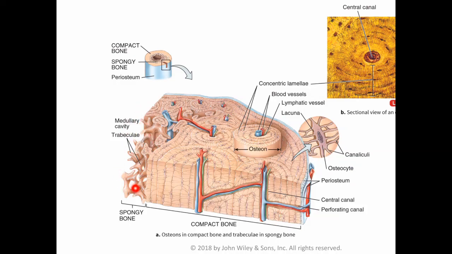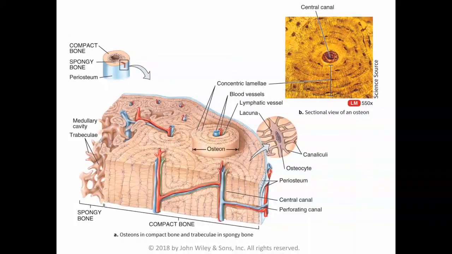And then this is the spongy bone. If you notice, they are not compact. The spongy bone is not compact, but rather it's somewhat like webbing, a crosshatch of different struts. These are the trabeculae. Now you have these lymphatic vessels and the different blood vessels. And this is the canaliculi.